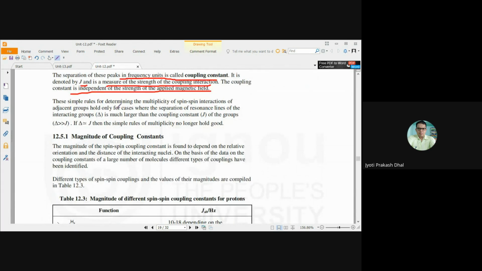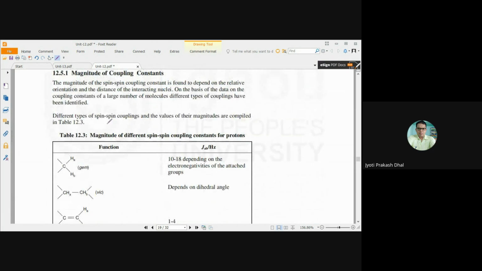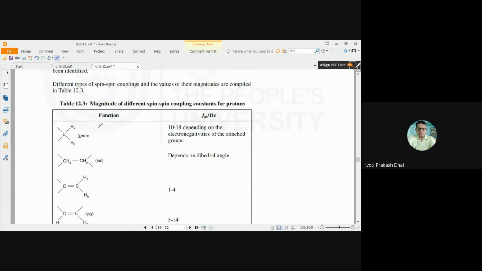This simple rule for determination of multiplicity or spin-spin interaction of the adjacent group holds only in cases where the separation of the resonance lines of the interacting groups, delta, is much larger than the coupling constant J. So delta should be much larger than J. If delta equals J, then the simple rule of multiplicity no longer holds good. Now we will discuss the magnitude of the coupling constant.